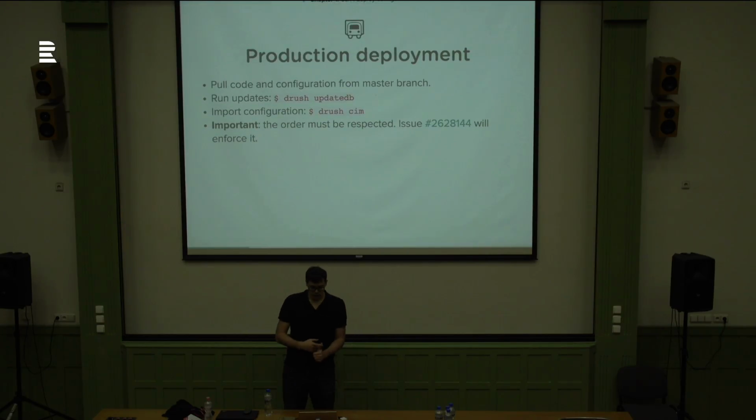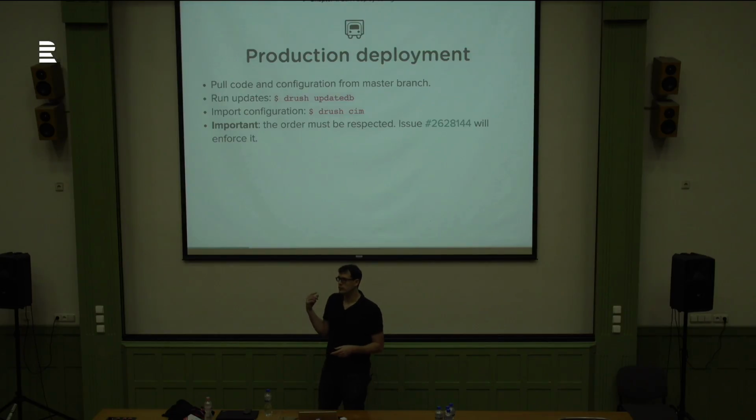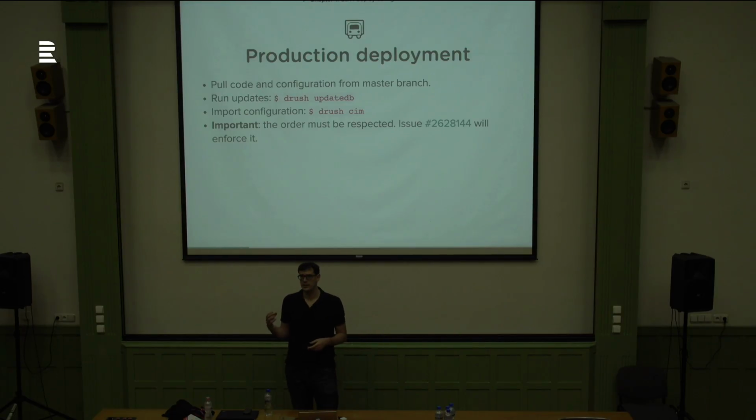So you pull the code and the configuration from your master branch. You run the update hooks, and you import the configuration. And the order is important because the update hooks basically assure that your site runs in a stable condition, so that your database is up to date with your code. And when you do config import, then your site needs to work normally.